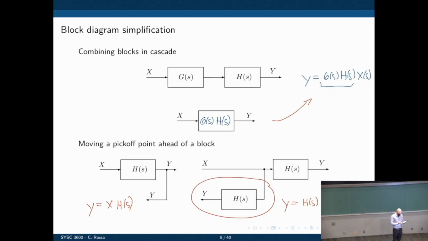And now, if there are other blocks over here, we can combine them, and we maintained the same signal that we needed in the beginning. Does that make sense?